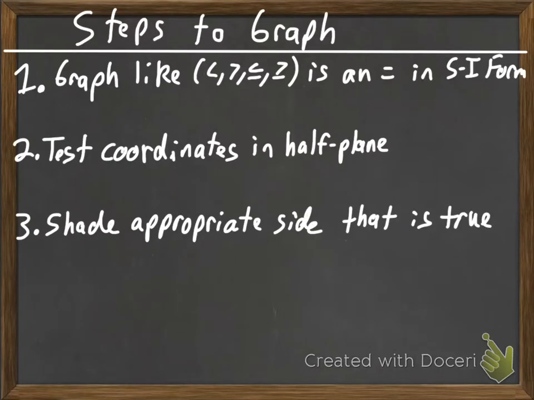So here are our steps to graph. These will make more sense when we actually do an example. The first one is we're going to graph our inequalities, our greater than, less than, greater than or equal to, less than or equal to. We're going to graph them like they are an equal sign in slope-intercept form. Or if they're vertical or horizontal, we'll graph them like we do. We're just going to pretend that our inequality sign is an equal sign when we graph.